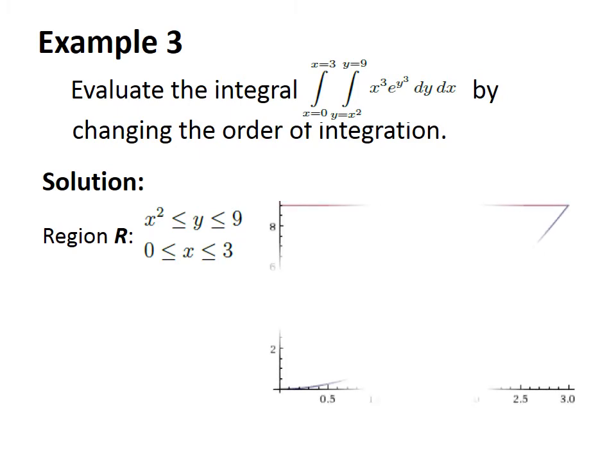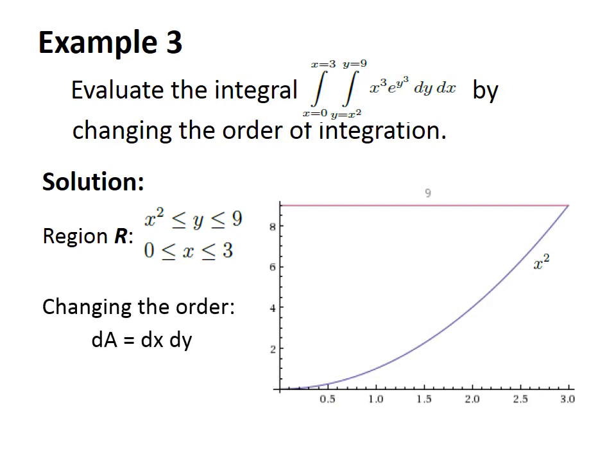Now you have to sketch the curves. y equal to x square, blue color curve. y equal to 9, pink color curve. x equal to 0, that is your y axis. x equal to 3 is another line which is parallel to the y axis. So now the point of intersection is at x equal to 3, y equal to 9. So you got the closed region.